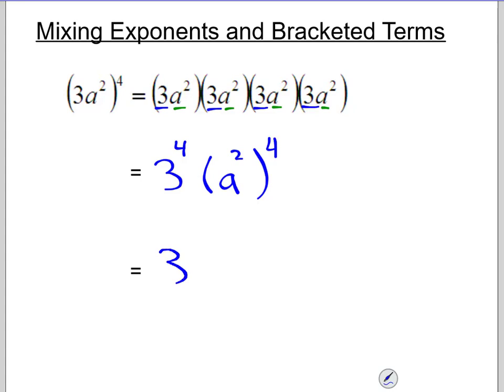Okay, so I'm going to leave the 3 alone for now, and I'm going to focus on the bracketed a squared term. Well, this is the power of a power again. We just did this rule. Can we multiply those two terms together and get a to the 8th?